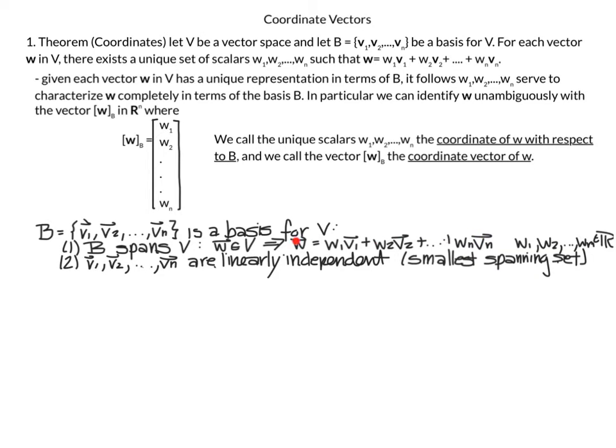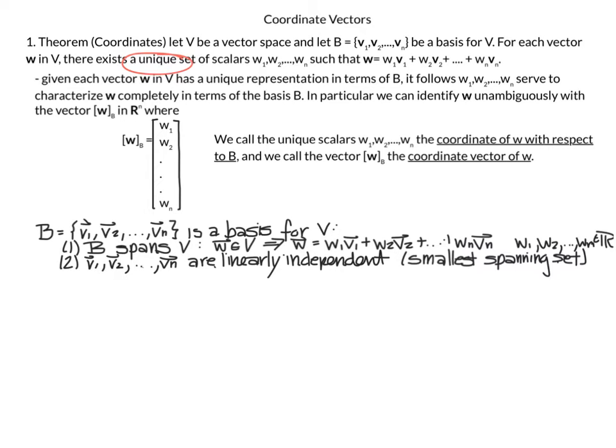So written out, any vector w is a linear combination of v1, v2, up to vn, where w1, w2, up to wn are just real numbers, they're scalars. The second thing I'm saying when I say that this set of vectors is a basis is that these vectors are linearly independent and they are the smallest spanning set. In other words, because they're linearly independent, you cannot make one from the others. So they are all necessary to span the space V. And what this theorem tells us is that these scalars, w1 up to wn, are unique.